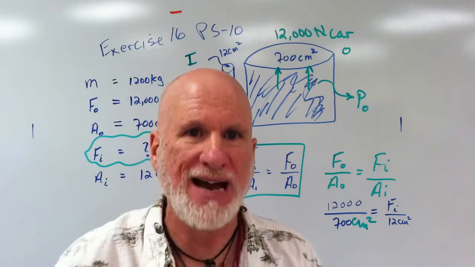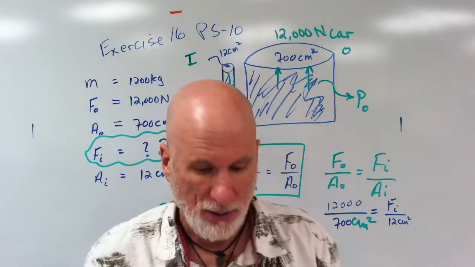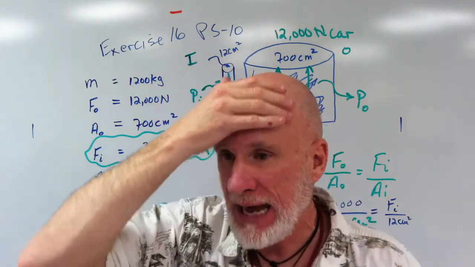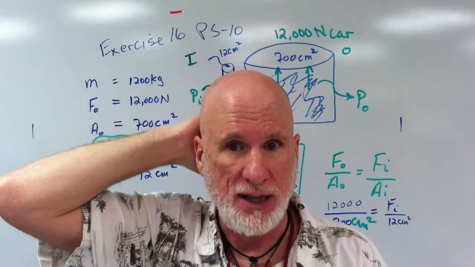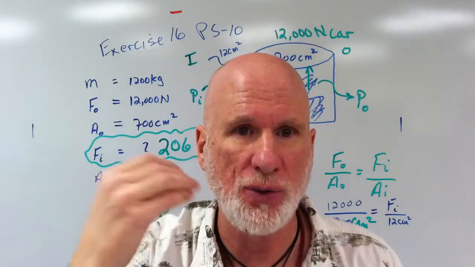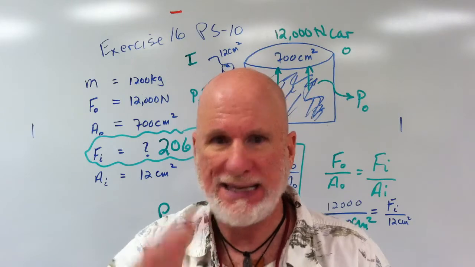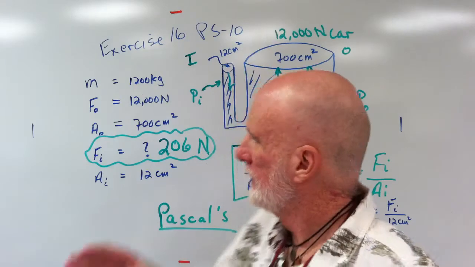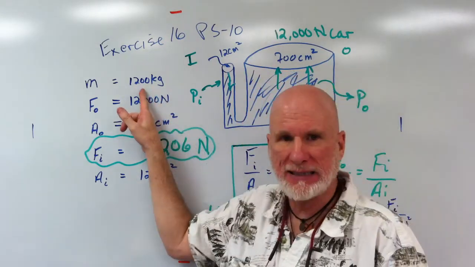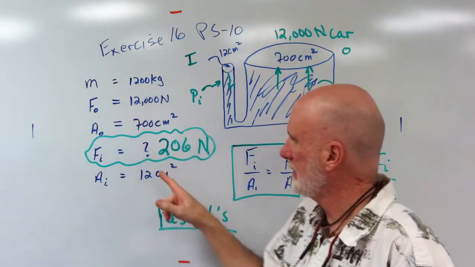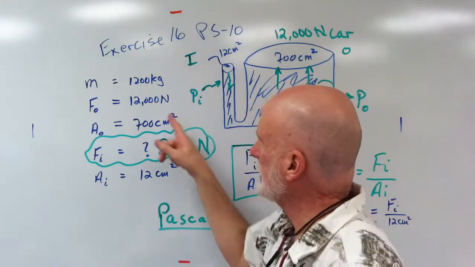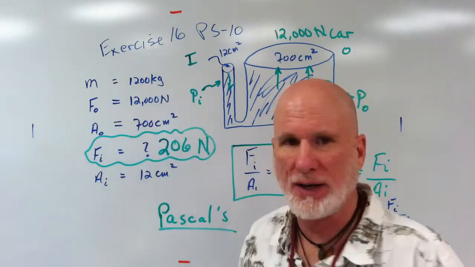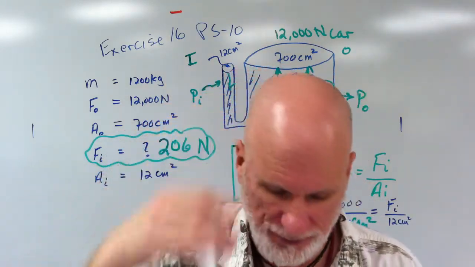Monday's quiz, very important. Now, that is exercise 16, problem set 10. I may ask some questions that are fundamental to doing this problem. They gave you the mass, and they gave you the answer in the book. They didn't tell you that the output force was 12,000 newtons. You should recognize that relative to the weight equals mg.